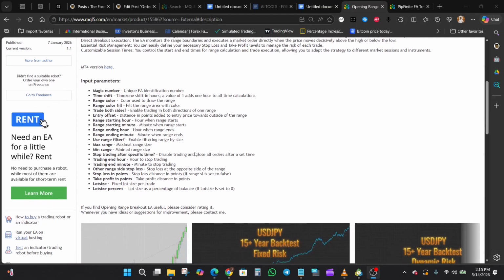Now, for risk management, the setup is fairly structured. You can define stop loss and take profit levels directly, and there is also an option to place stop loss on the opposite side of the range. In addition to fixed lot sizing, the EA supports percentage-based lot sizing tied to account balance when the fixed lot parameter is set to 0.